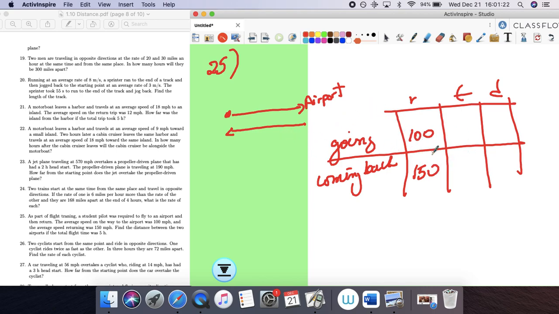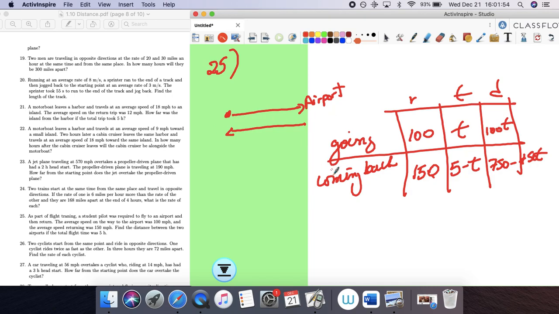So again, we don't know how much of the 5 hours was going or how much of the 5 hours was coming back. So we call this t. Or you could have called the other one t, doesn't matter. So one of them is going to be t. The other one is going to be 5 minus t. And that's it. Now you multiply, you get 100t. Over here, you're going to get 750 minus 150t.